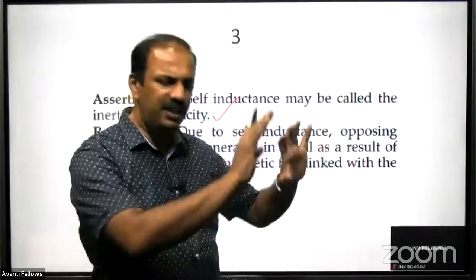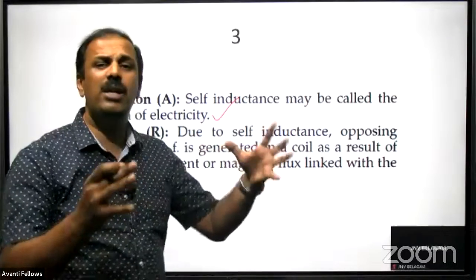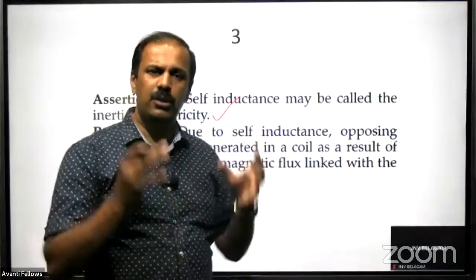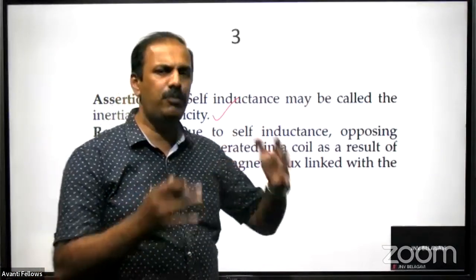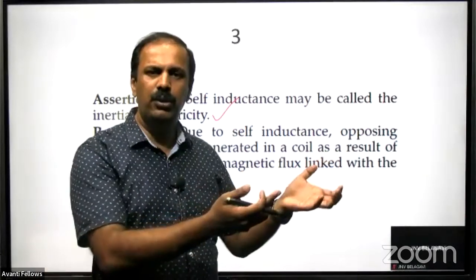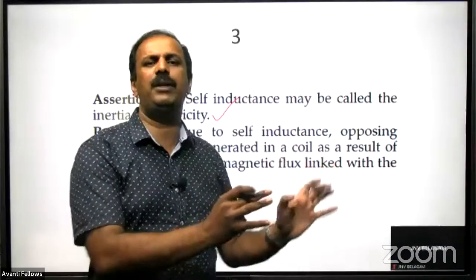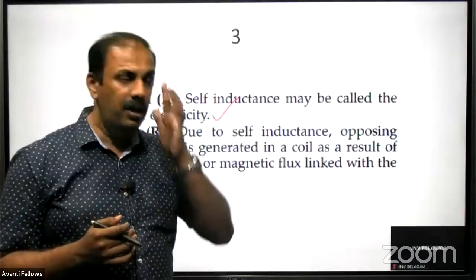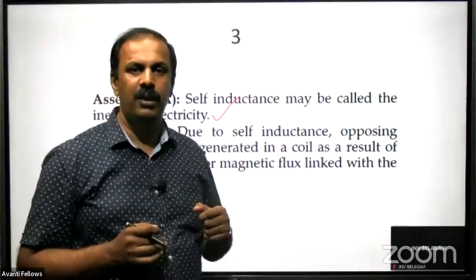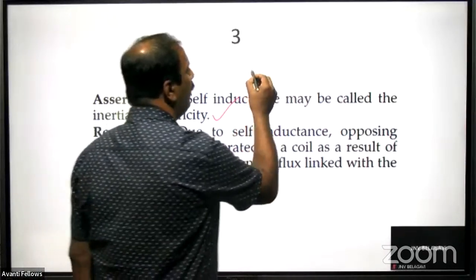Inertia is actually the natural tendency of an object to resist the change of state. If you are trying to move it, it will try to stay there. And if it is already moving, if you try to stop it, it will have a tendency to move. That's called inertia. So inertia is always opposing the change. Now you take the case of inductance. You have a coil like this.